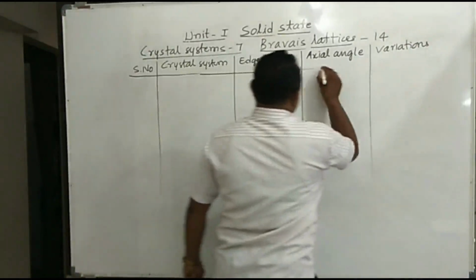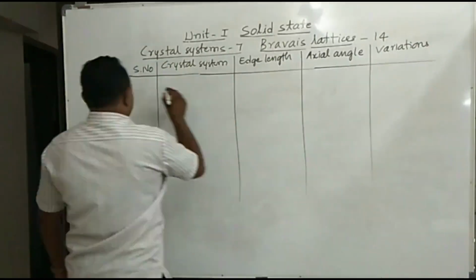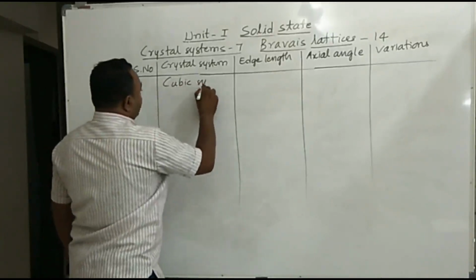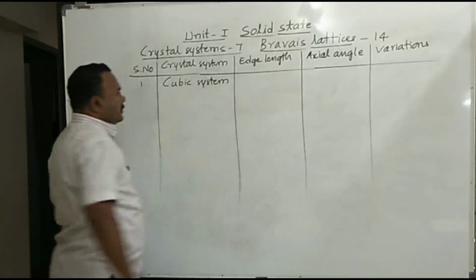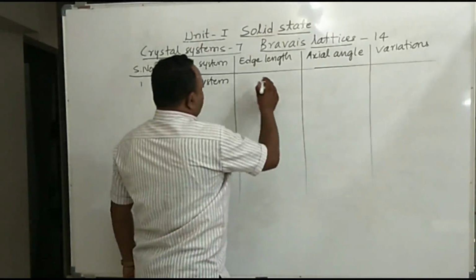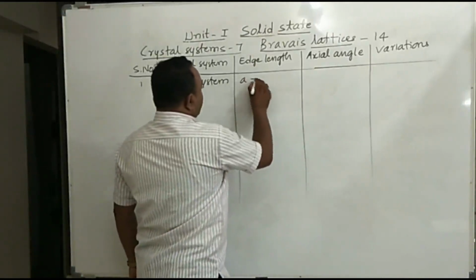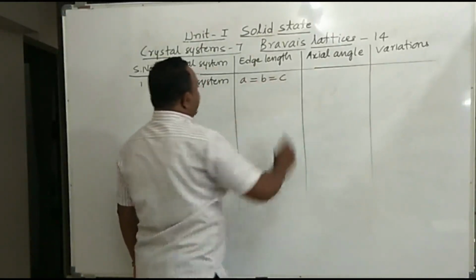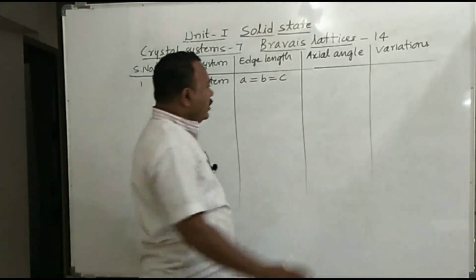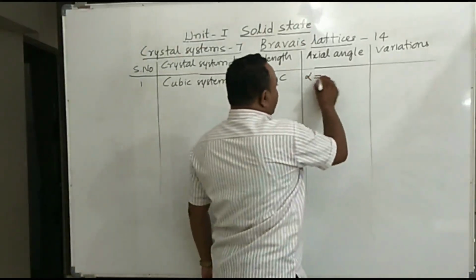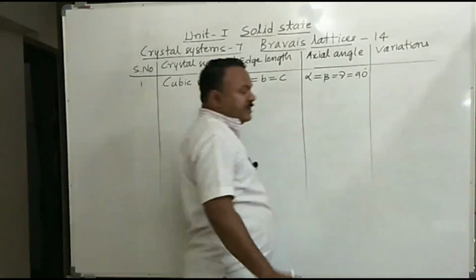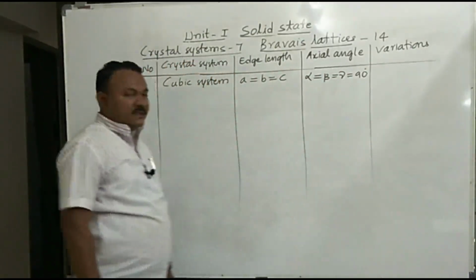First crystal system we see. This is the most symmetrical system, the cubic system. For the cubic system, we have all edges of the same length. So A is equal to B is equal to C. When you concentrate on the angles, alpha is equal to beta is equal to gamma, and this is equal to 90 degrees. And in the cubic system, there are 3 variations.